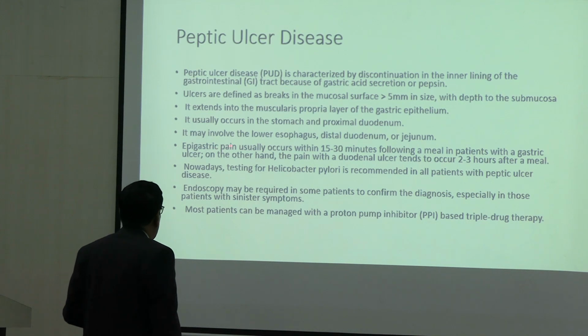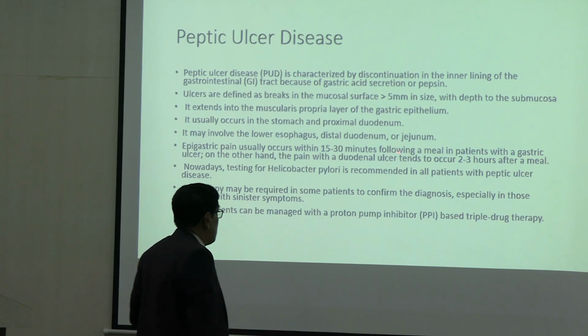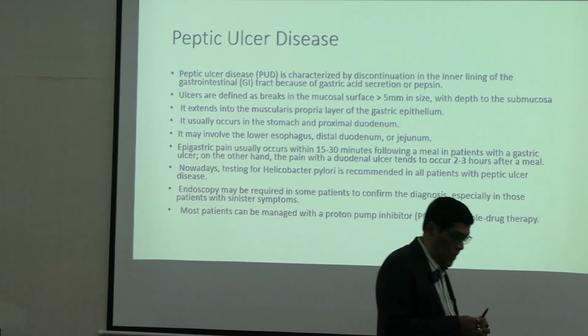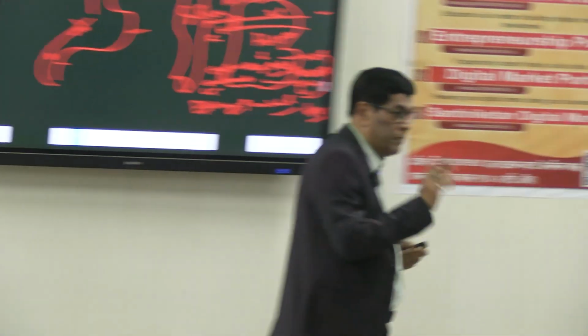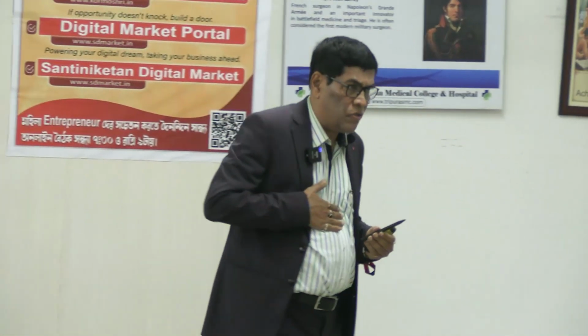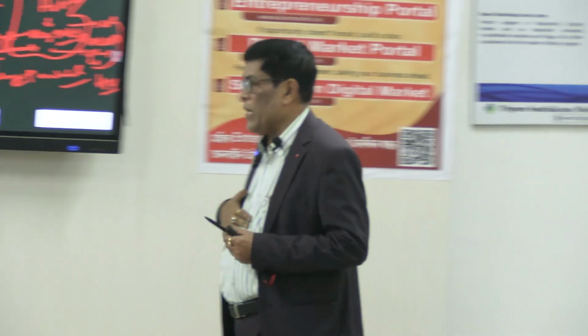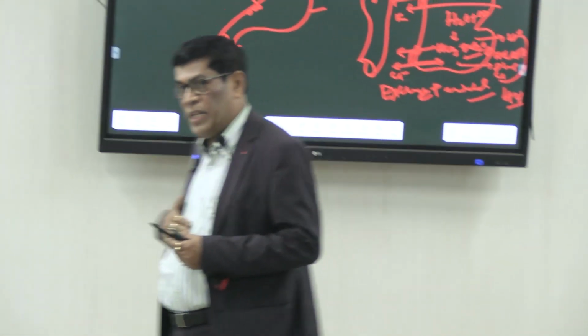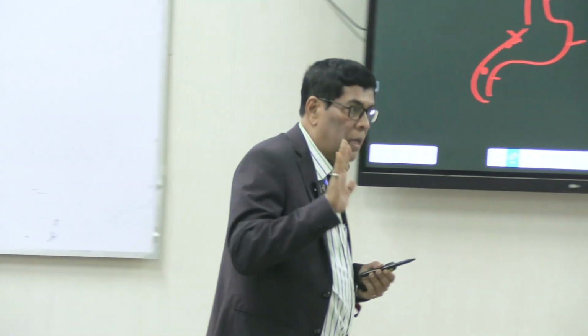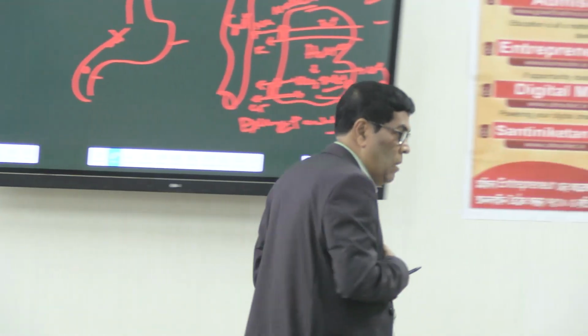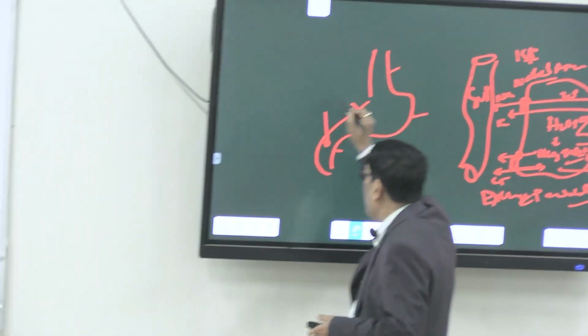Epigastric pain usually occurs 15 to 30 minutes following a meal. So why will the patient come? The complaint is mostly pain in the abdomen, in the upper part of the abdomen. You know the epigastrium. This is the epigastric region. So this epigastric pain will be aggravated by food or it will be aggravated by hunger. Most of the gastric ulcers will be aggravated by food.